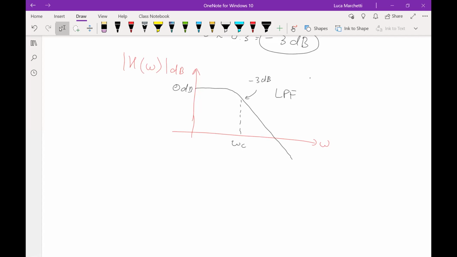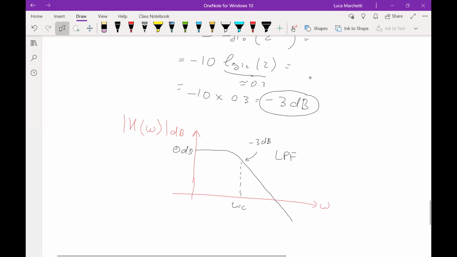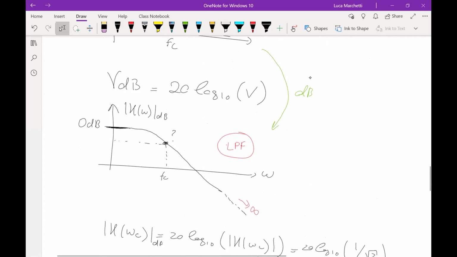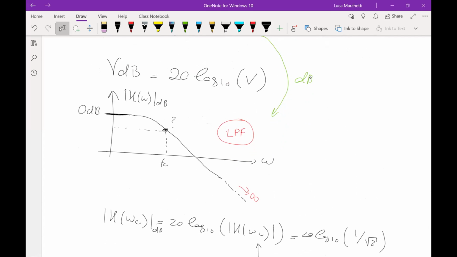So again, we found out now a lot of information about this plot. We found out how to represent this plot in dB. We found out that the maximum value is 1. We found out that at high frequency it is 0. In dB, instead, the maximum value is 0 dB. The minimum value is minus infinity, and so on.